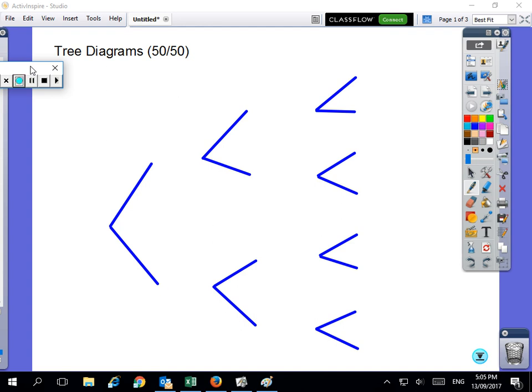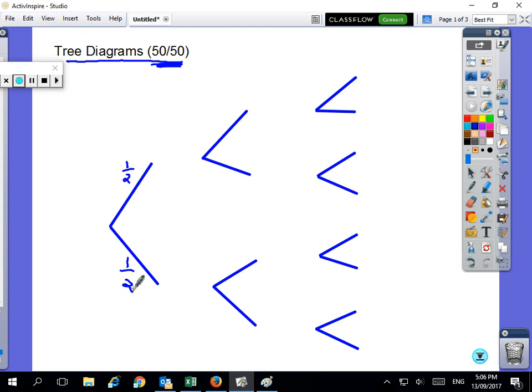Now, this first example I'm going to show you is a tree diagram where we've got something like maybe tossing a coin. So we've got a 50-50 chance here. Now, when I take my first toss, I can either get a head or a tail. And these are evenly weighted, so we've got a 50-50 chance, or 1 in 2, one chance out of 2, because we've got a head out of a possible head or a tail.